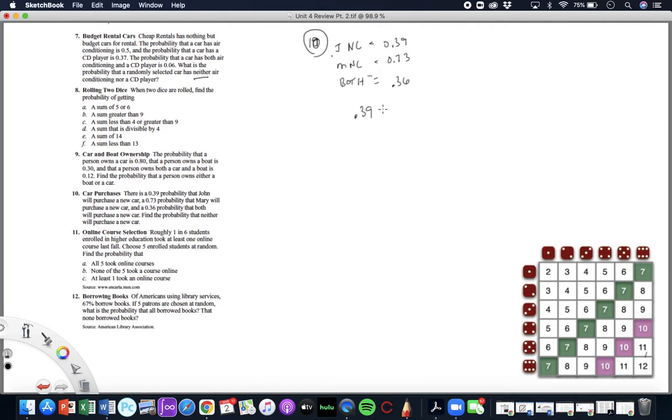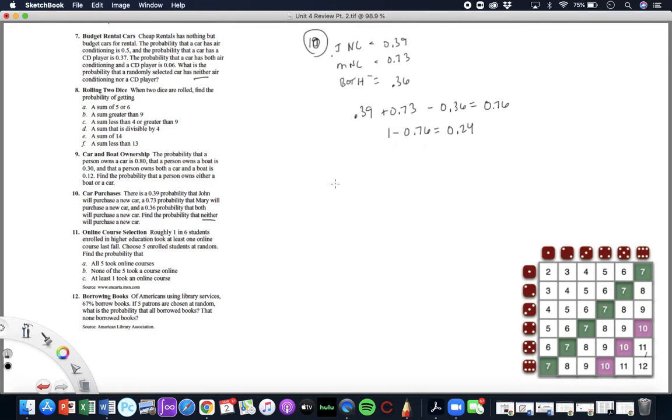Okay, so that's a 0.39 plus 0.73, and then I'm going to subtract that overlap, because both is being included within that, and so that gives us an answer of 0.76. But again, it's asking for neither. So this is the probability that they would purchase a new car. And so I have to take that 1 minus 0.76 to find the answer, which would be 0.24. All right. So this is all going to mess up my descriptor now.